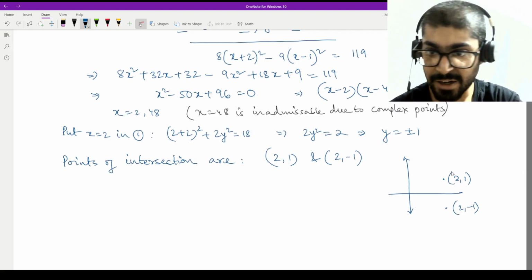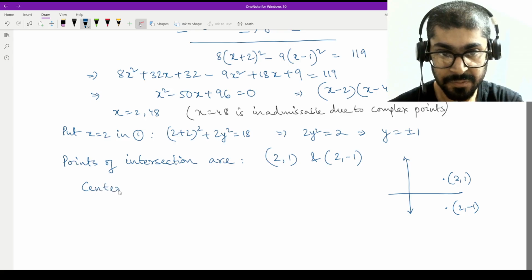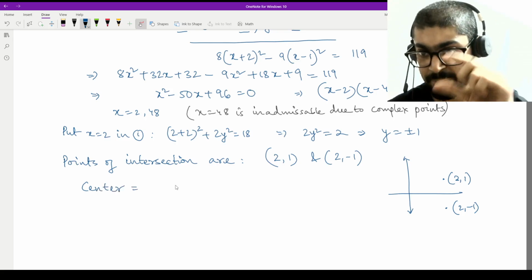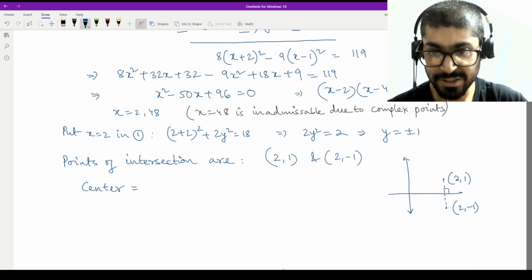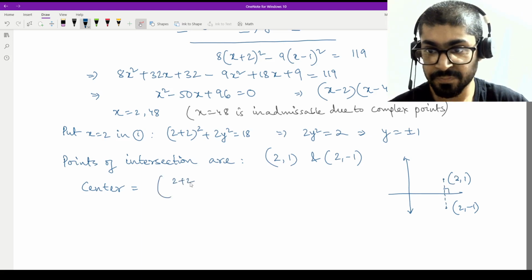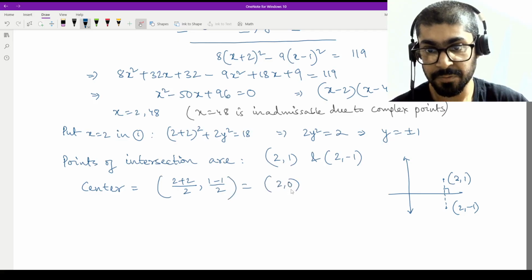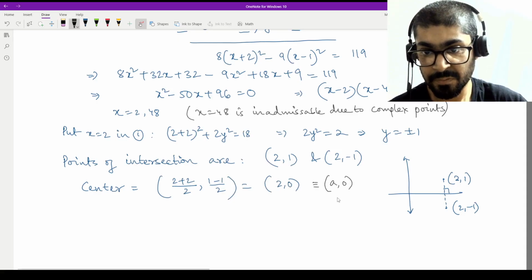Now if the circle passes through both of these points, it's clear that the center of the circle will be the midpoint of the line joining these two. Now the line joining these two is perpendicular to the axis, right? Because the abscissa of the two points are the same, just the ordinates differ. So the center will basically be the midpoint of these two, which is ((2 + 2)/2, (1 - 1)/2), which is (2, 0), right? So this is in the (a, 0) format. Remember this will be very useful.